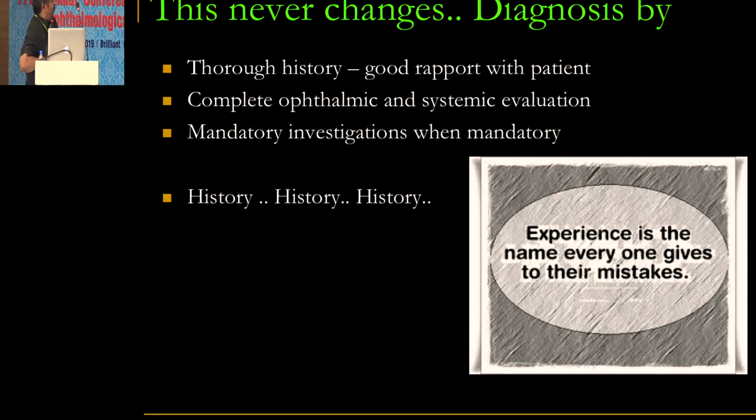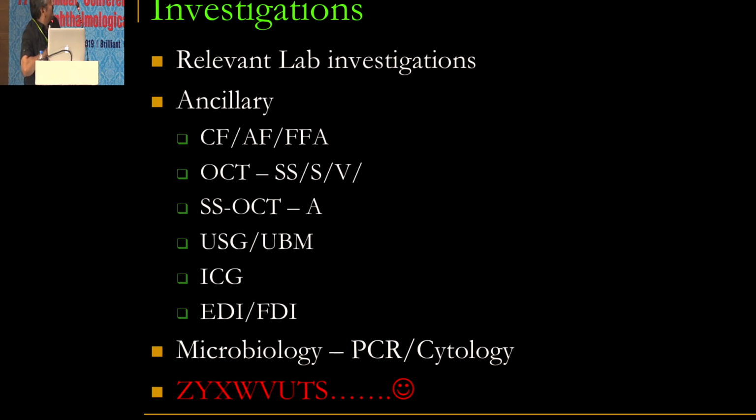Thorough history, good rapport with patients. You know, experience is the name people give to their mistakes. Relevant lab investigations are important. You have so many tests like OCT, OCTA. I thought probably something like that will come later on. If at all one thing we want to be worried about in uveitis, probably PCR is one thing that is very unique in ours. So intraocular specimen evaluation.